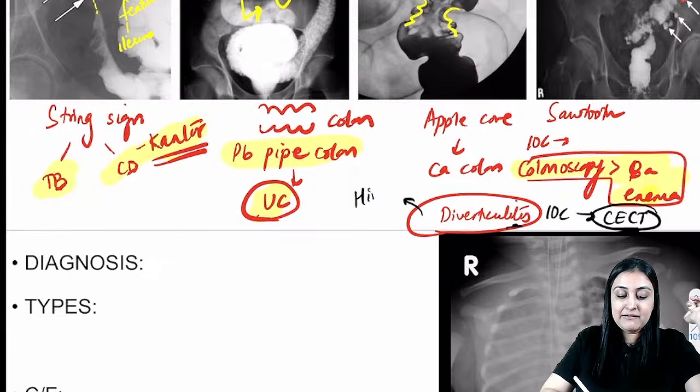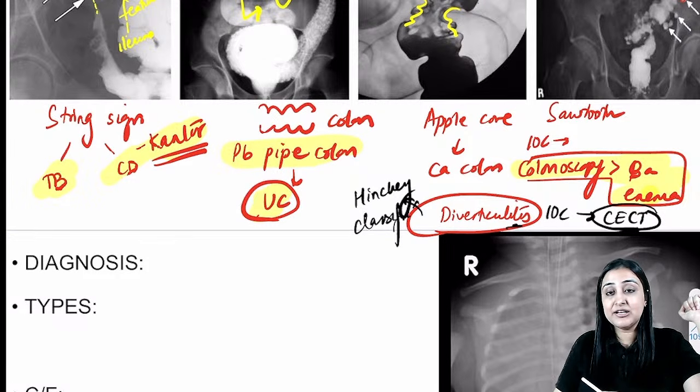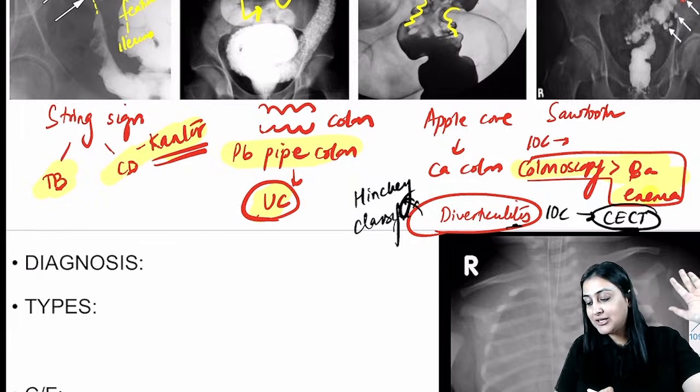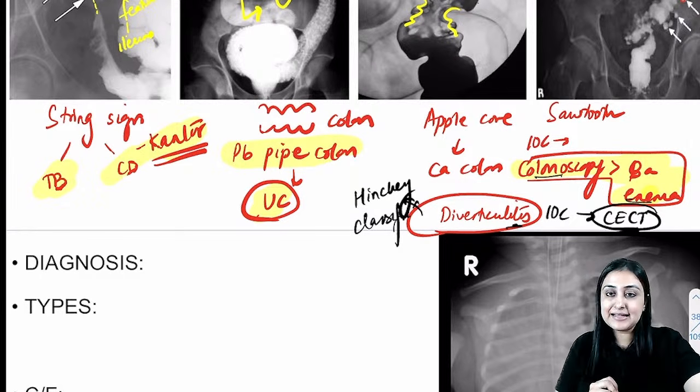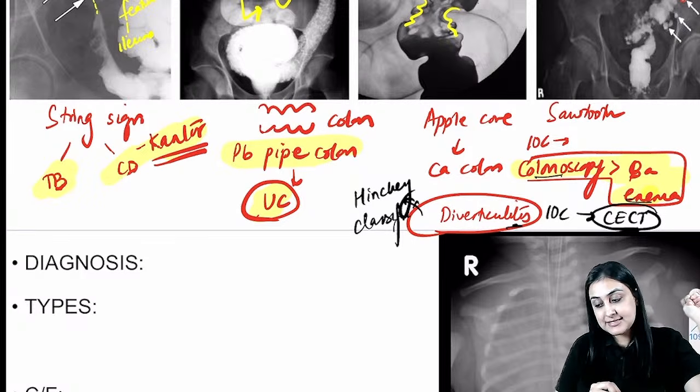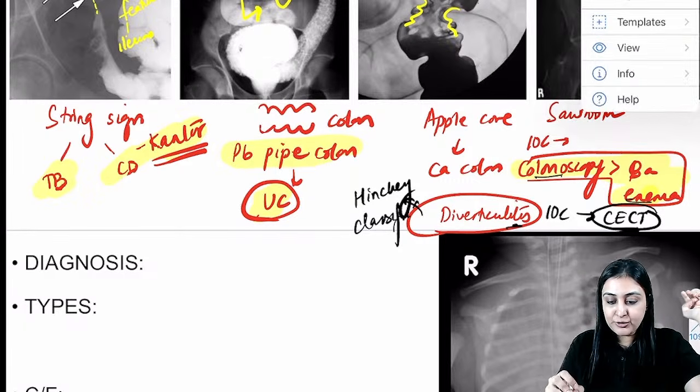And what is the classification for diverticulitis? Surgery question. We use something called the Hinchey classification. Okay, so for diverticulitis, Hinchey. So remember, the investigations of choice for diverticulosis are contraindicated in itis. The investigation of choice is CECT. Okay, followed this. So 4 topics done.